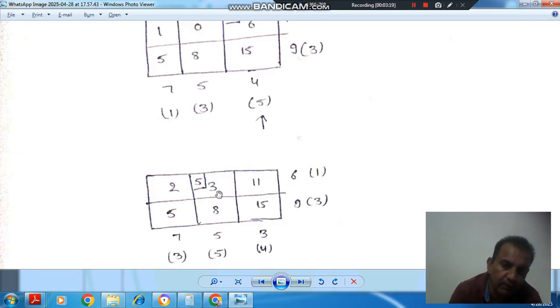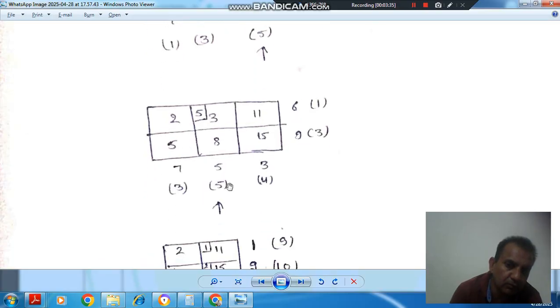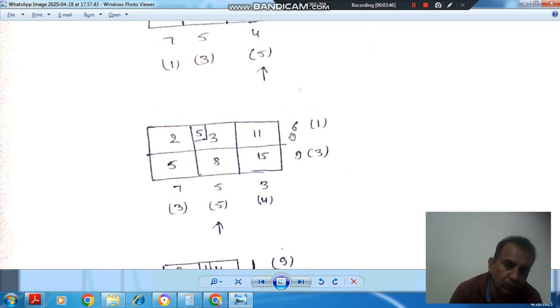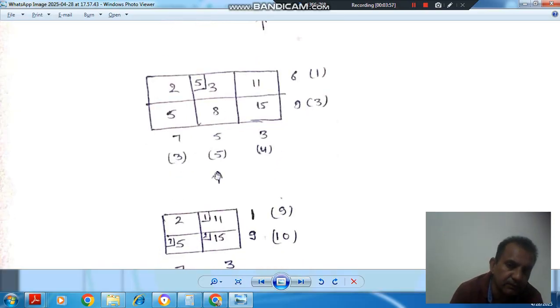Now again we will calculate the penalty. For this row the penalty is 3 minus 2, which is 1, and for this row the penalty is 8 minus 5, 3. For this column the penalty is 15 minus 11, 4. Here the penalty is 8 minus 3, 5. Here the penalty is 5 minus 2, 3. So the maximum penalty is this one. We can allocate here 5 units because the requirement is 6 units. Now this column will be omitted because its demand is satisfied.